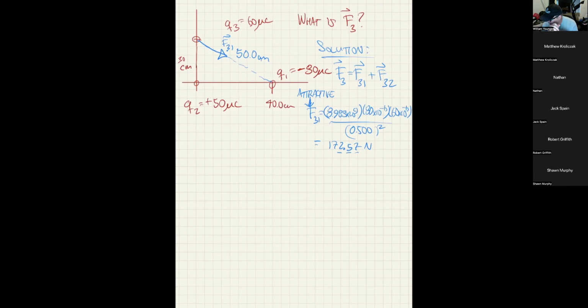So that's F31. Now, in reality, I also need F32, so I'm going to write F32 over here. And I need to find out whether that force is attractive or repulsive. So Q3 is positive 60 and Q2 is positive 50. So are they attractive or repulsive? Repulsive.